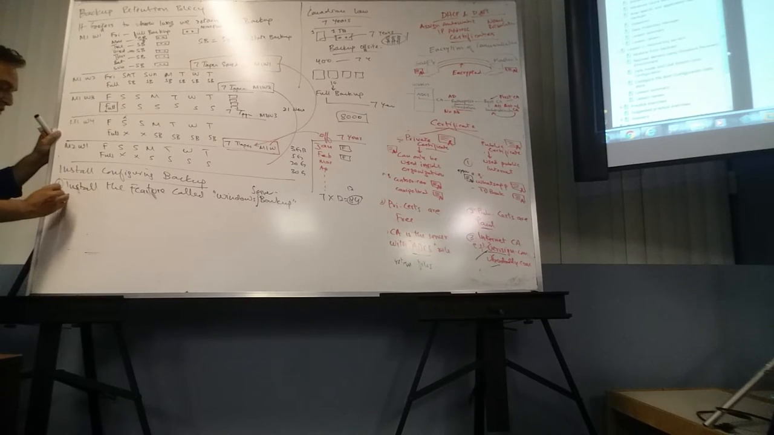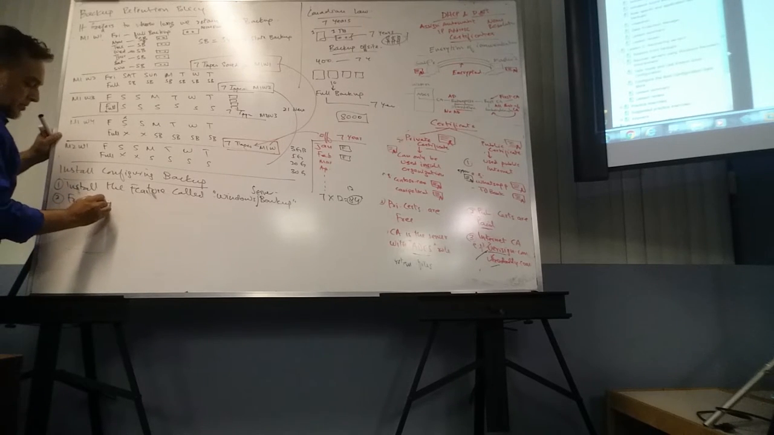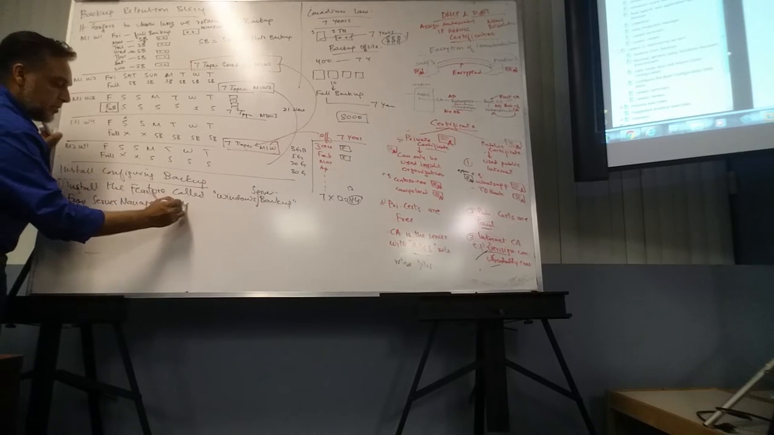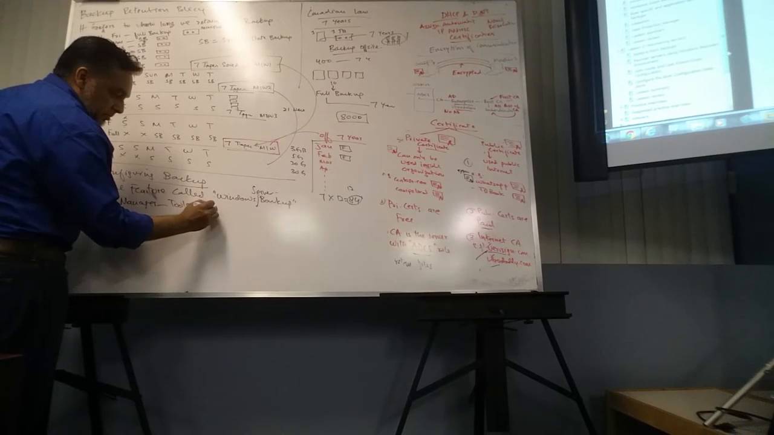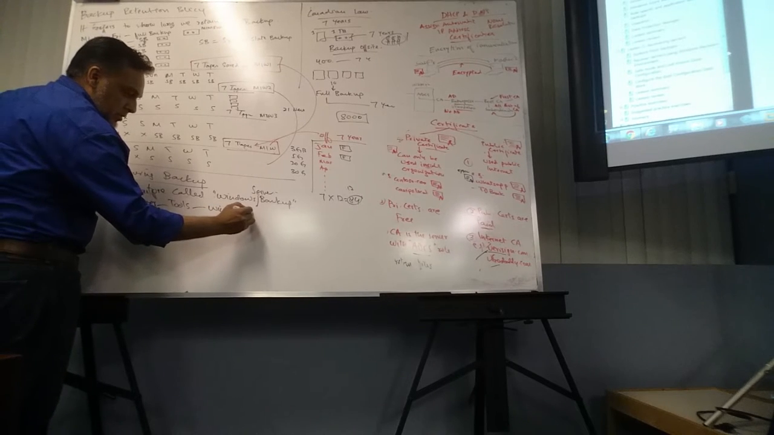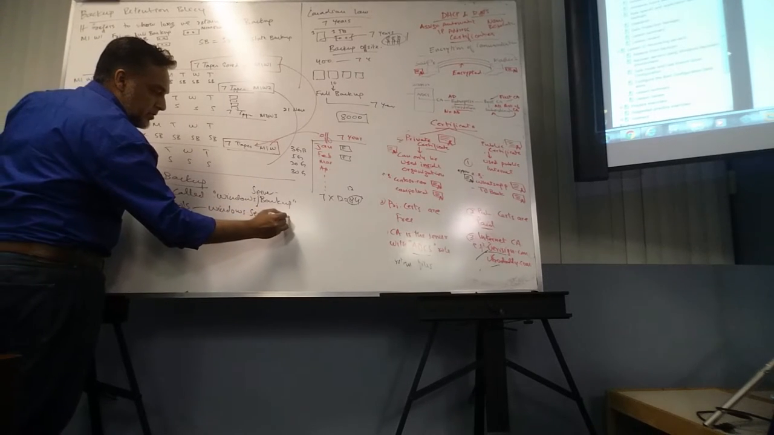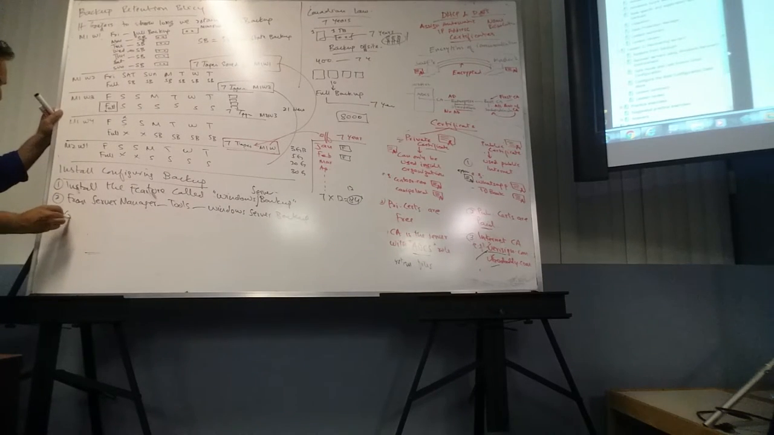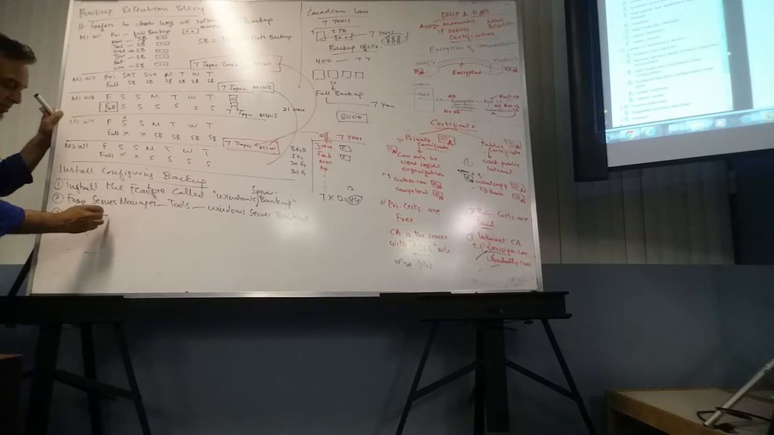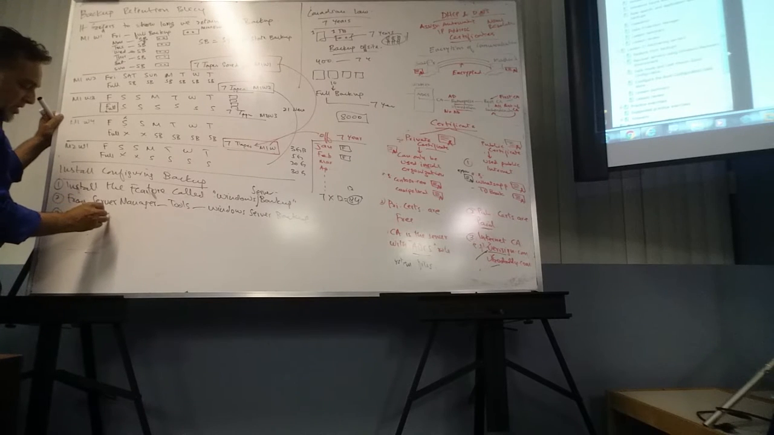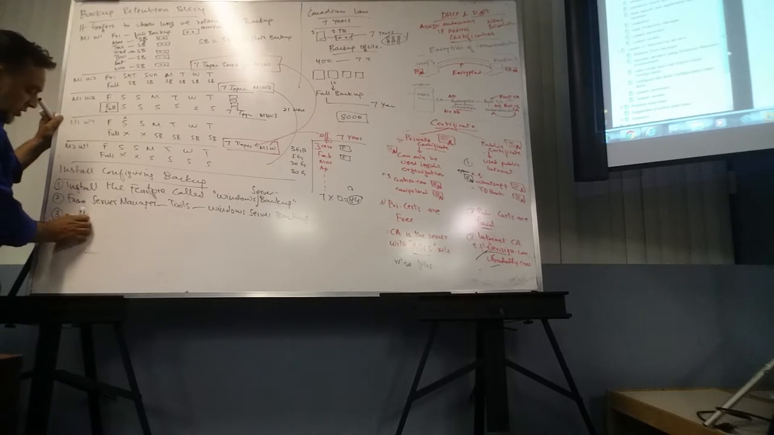Next one, from Server Manager, Tools, open Windows Server Backup. And then from there, create a backup. First we're gonna try a custom backup.